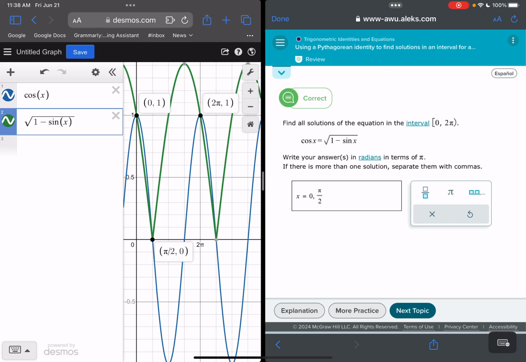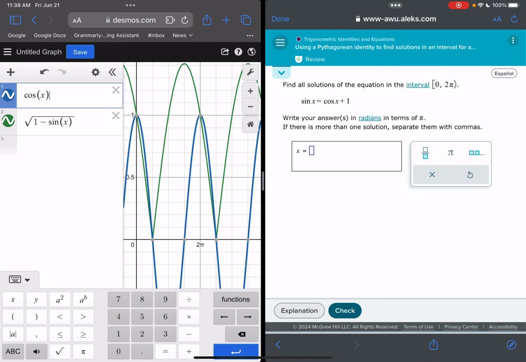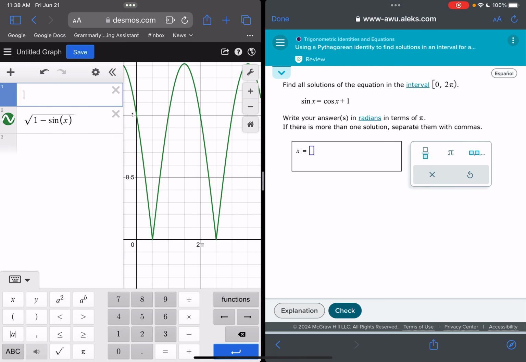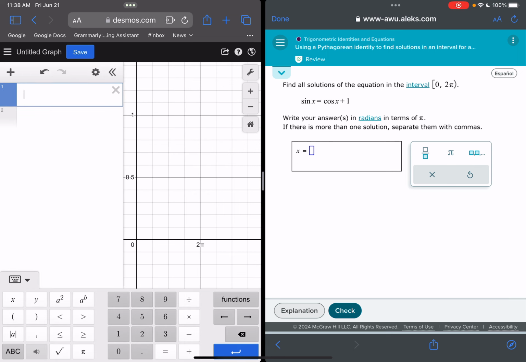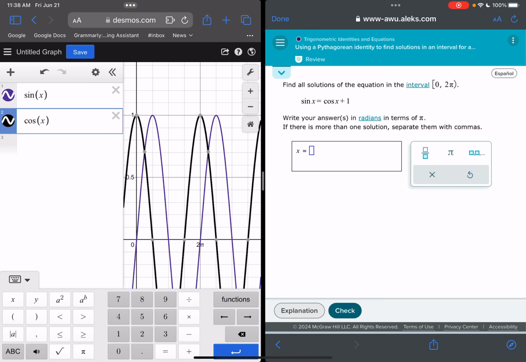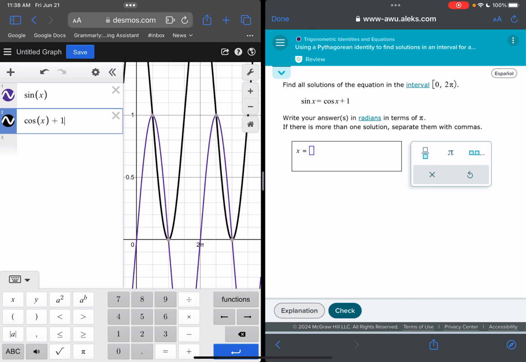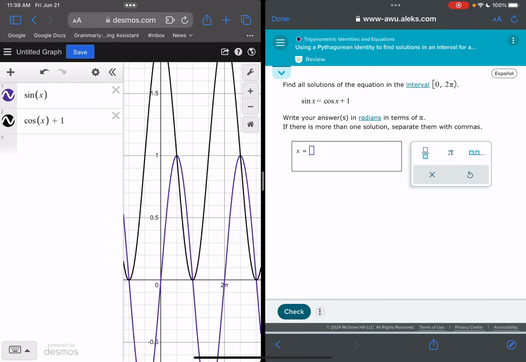Okay, let's do another one. Again, we want to make sure everything's in radians when we do this, or we'll get it wrong. So sine x, cosine, 1. And it wants it again between 0 and 2 pi. So from 0 to 2 pi, we have an intersection here.